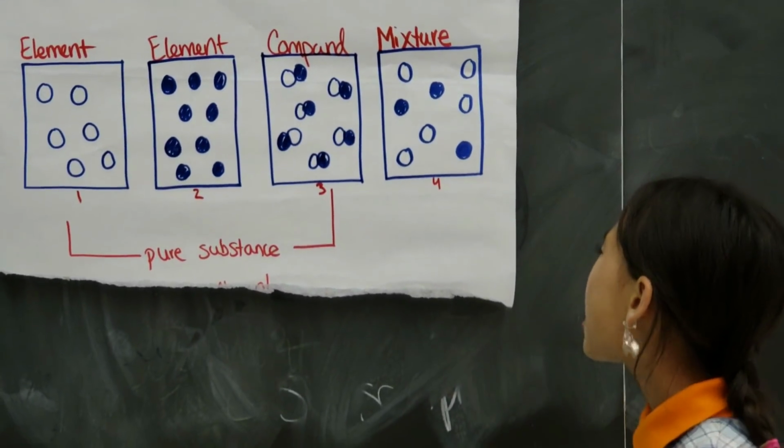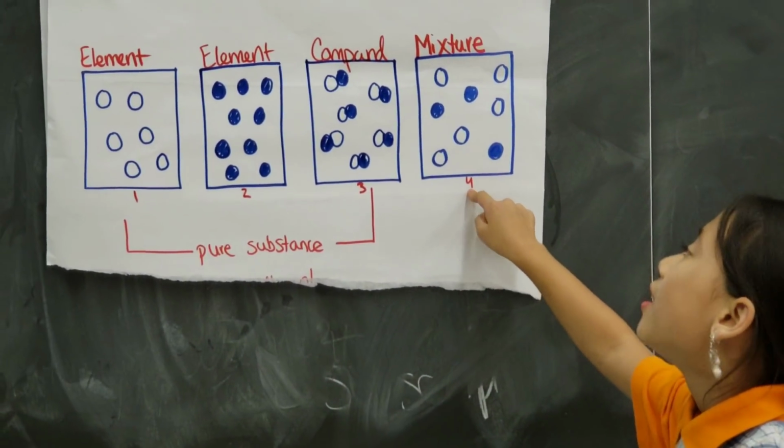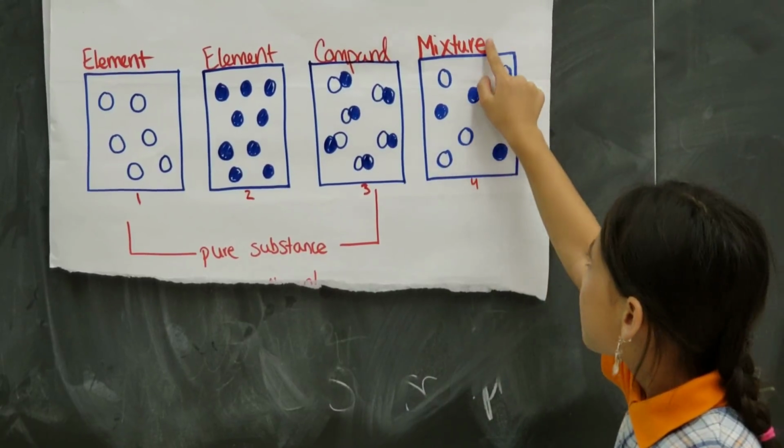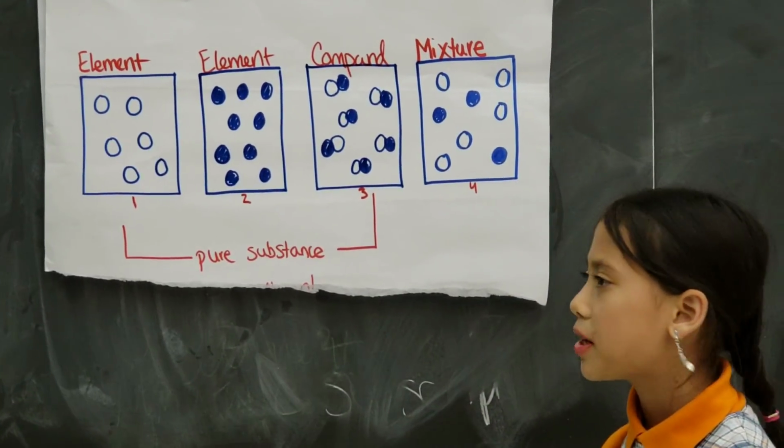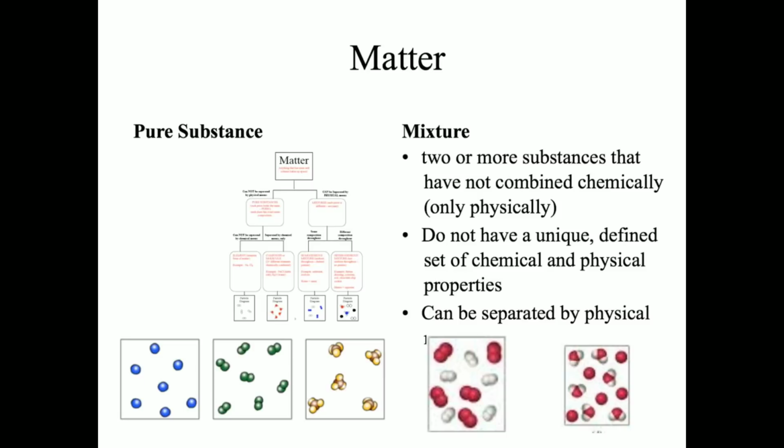So, as we know now, the fourth diagram is a mixture, just like cereal and milk for breakfast. When you look at these two particle diagrams for mixtures, you can see that the various particles, in this case, the red particle and the white particle, are not bonded. In this other example, you can see that this particle that looks like a Mickey Mouse with a red head and white ears is not bonded to this single red particle.